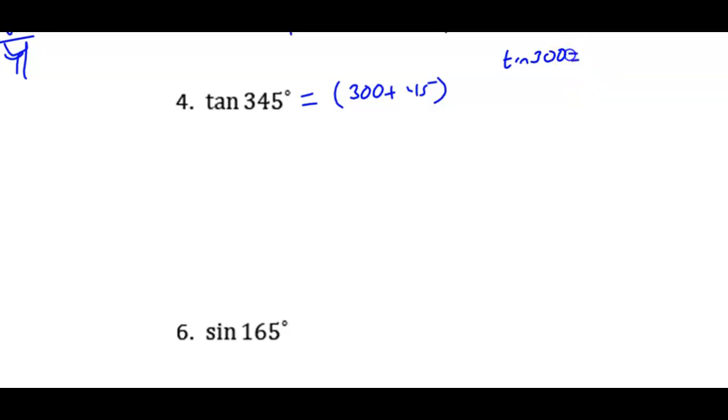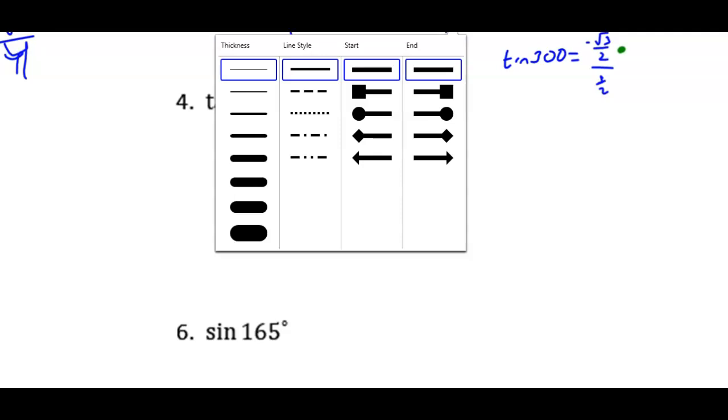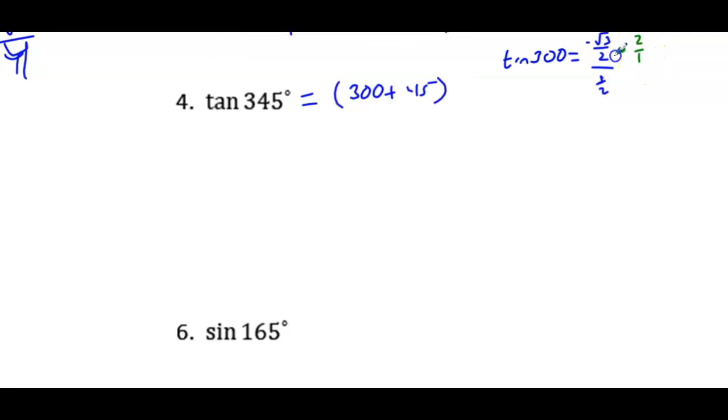So negative radical 3 over 2 divided by 1/2. Keep the top, change that to multiplication, and flip the bottom. So it'll be 2 over 1. See how that cancels? So I'm left with just negative radical 3. And then tangent of 45 is radical 2 over 2 divided by itself, which is 1.